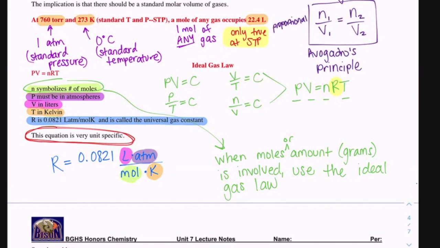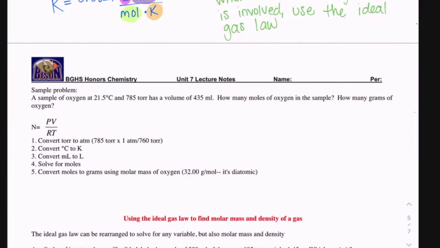So, there you go. But we'll walk through an example of how we're going to want to apply the ideal gas law. This example is really broken down so you can see where all the units are coming from and how we're going to want to solve these problems. It says that a sample of oxygen at 21.5 degrees Celsius and 785 torr has a volume of 435 milliliters. How many moles? So right away, I know what I'm solving for: how many moles of oxygen are in this sample? And then it also wants to know how many grams, but the ideal gas law is going to tell us how many moles. So first we're going to want to figure out how many moles we're working with, and once we have figured that out, we can easily turn it into grams of oxygen.